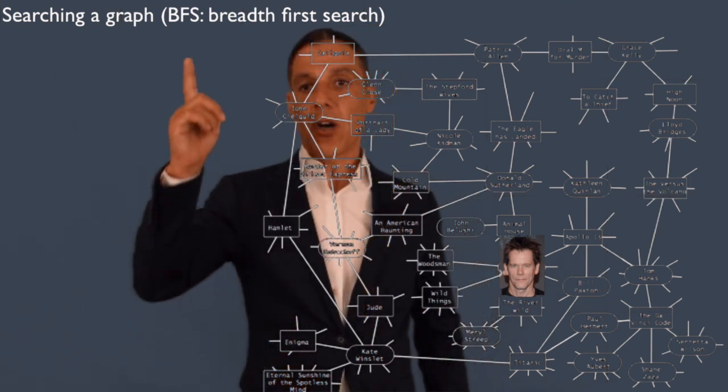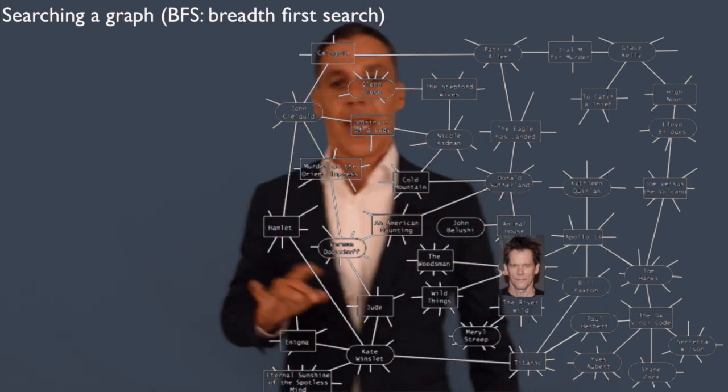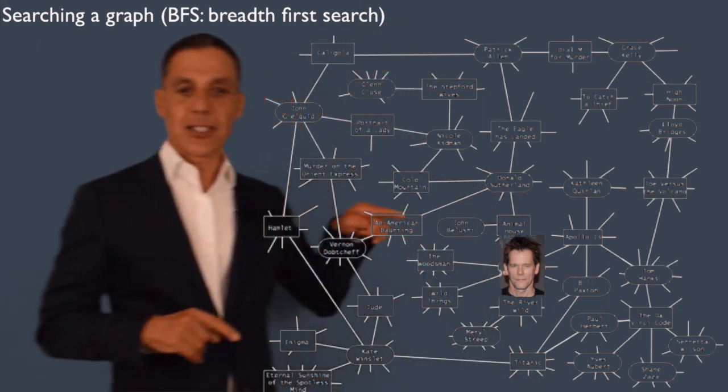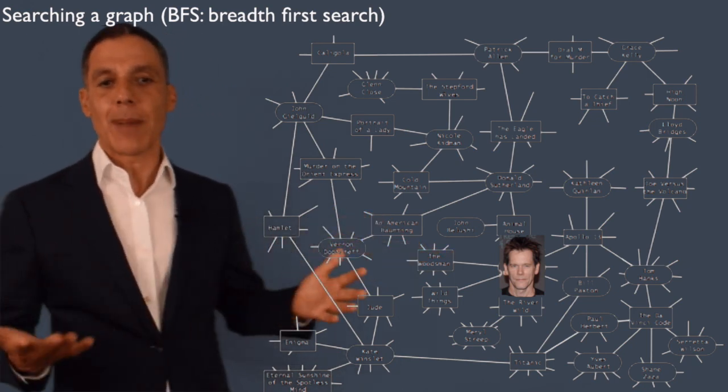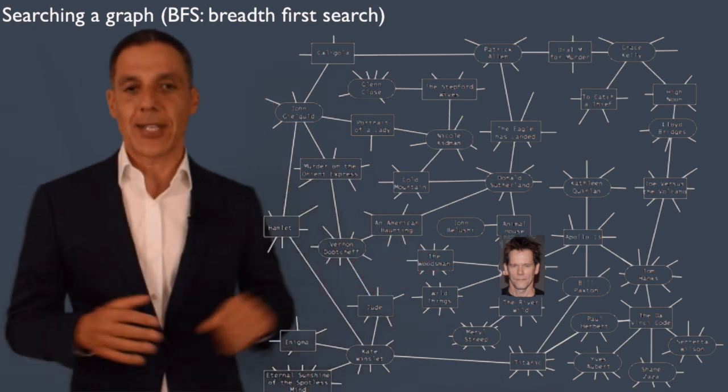Welcome back. So now we're going to start talking about some algorithms that we can apply to graphs. And perhaps my favorite such algorithm is called the breadth first search. And the reason why it's my favorite algorithm is it lets me talk about Kevin Bacon and the Kevin Bacon game. So if you haven't heard about this, Kevin Bacon, of course, is a famous actor.